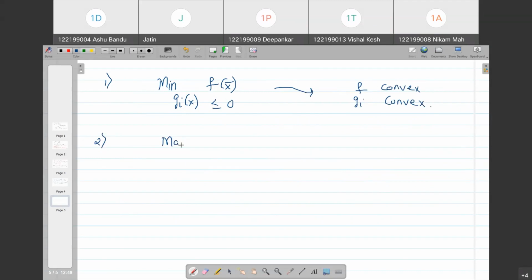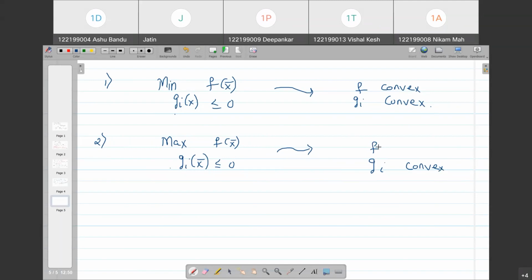I want to maximize f of x and my gi's are less than or equal to 0. Now when will I call this problem a CPP? You can see in both scenarios my gi's are less than or equal to 0, so my gi's have to be convex. What should be the condition on f so that I will call this a convex programming problem?